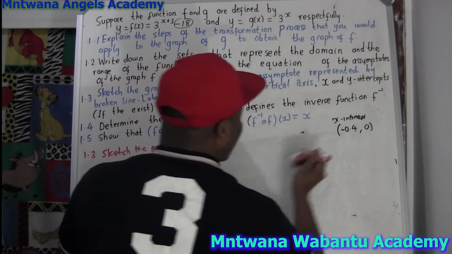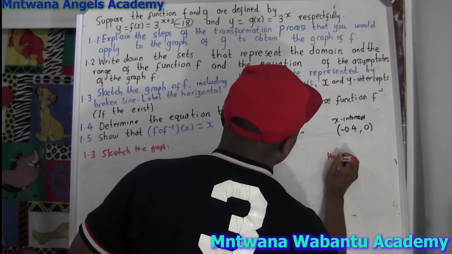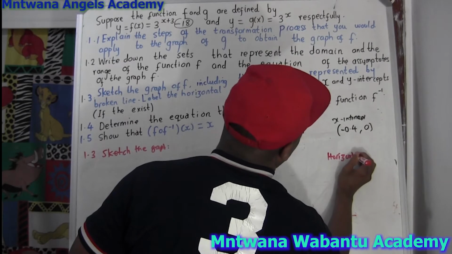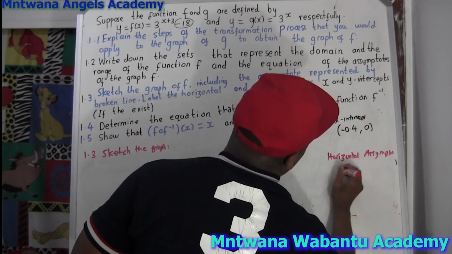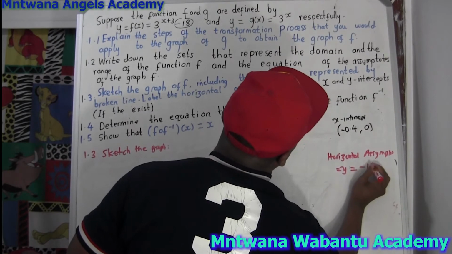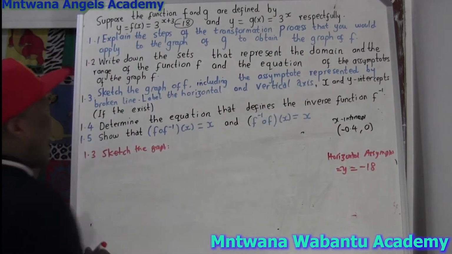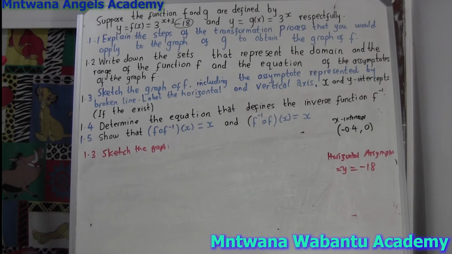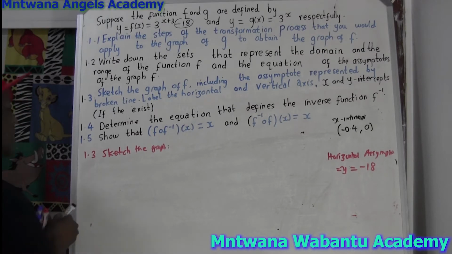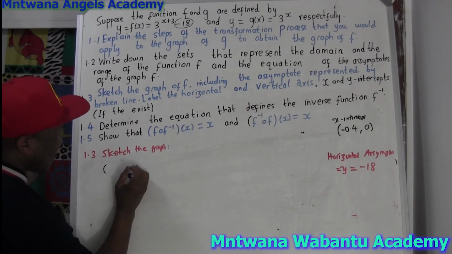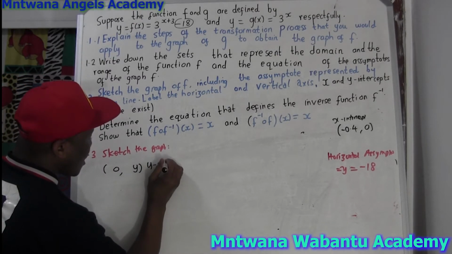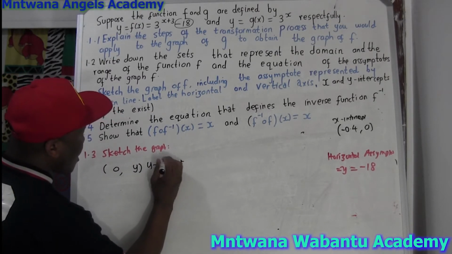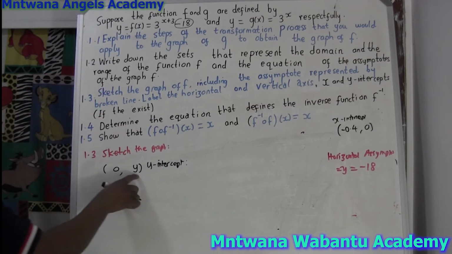Horizontal asymptote. So my horizontal asymptote equals y equals negative 18, which is that. Now we want to go for the y-intercept. For the y-intercept, x equals 0.